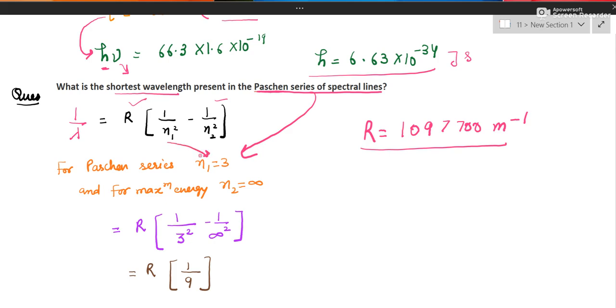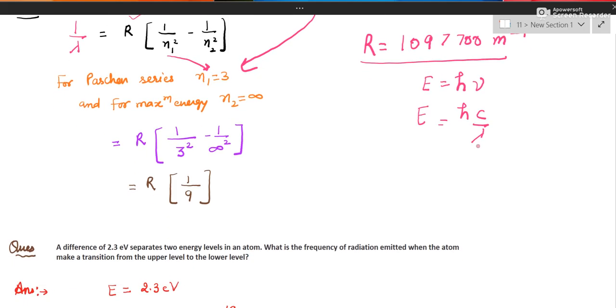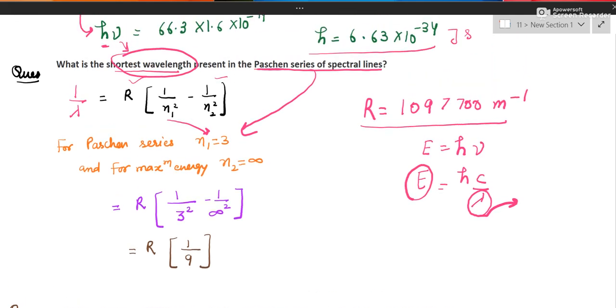Okay. Now they have asked the shortest wavelength. Energy is equal to h nu, and nu can be opened as c by lambda. So lambda will be shortest, wavelength will be shortest when energy is maximum. So energy difference has to be maximum. So when do we have maximum energy difference? When the final state is infinite. I mean the other state is infinite.